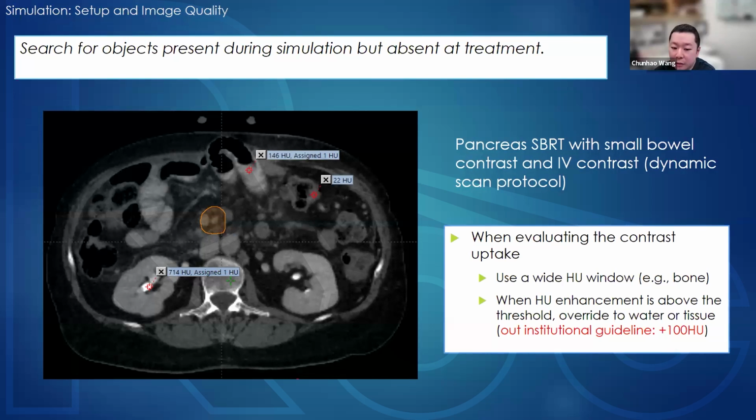And in the kidney canal, you see there is some IV contrast after the dynamic IV contrast scan protocol. That is pretty high, and of course, we are going to override it to water.